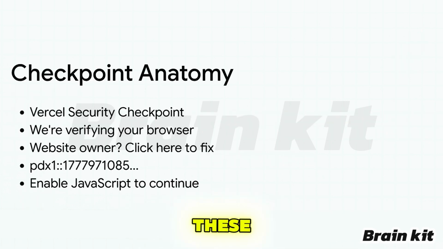All right, let's bring all these forensic pieces back together and look at the whole picture. The entire anatomy of this checkpoint is constructed from just these elements. We have the authoritative title, Vercel Security Checkpoint, the passive interrogation, we're verifying your browser, the active backend alert, website owner, click here to fix, the literal, unique footprint of the encounter, starting with that PDX1 block and ending with its cryptographic tail, and finally the absolute ultimatum, enable JavaScript to continue. These 30 words placed exactly like this construct the invisible internet walls we all blindly navigate every single day.